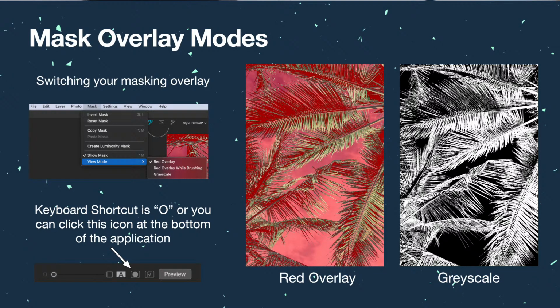So, mask overlay modes, and this is the last slide, by the way. Switching your mask overlay is as simple as going up to the top of your menu bar and selecting mask, scrolling down until you get to view modes, and you'll see that you have 3 modes there. The red overlay, which is the image directly in the center of this particular slide.